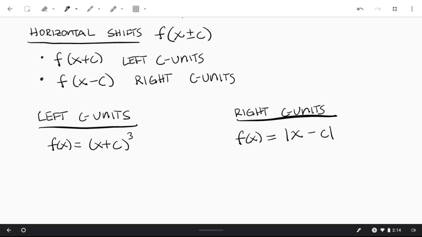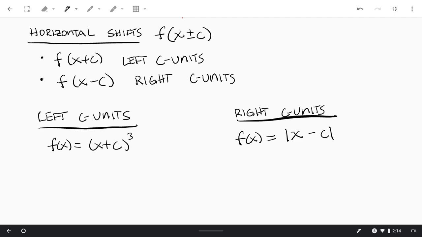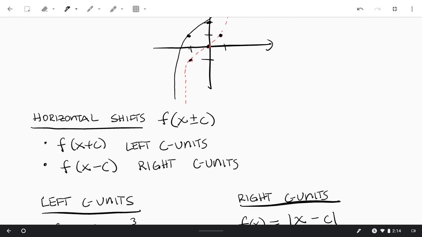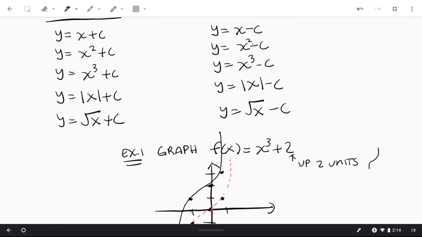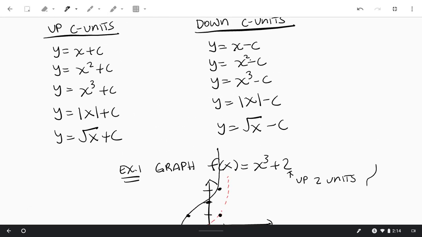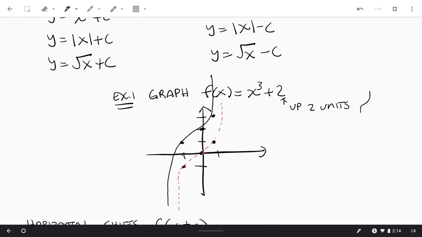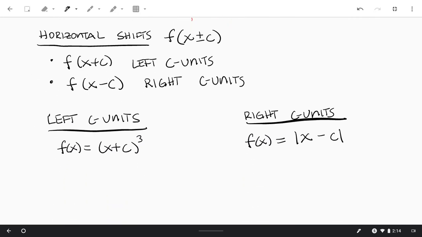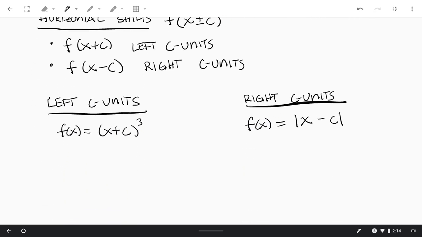Hopefully you notice the difference between these here and the previous way they are written over here. We can see that the constant is not inside of the absolute value, it's not inside of the radical, it's not part of the cube or the square. But down here, they are.